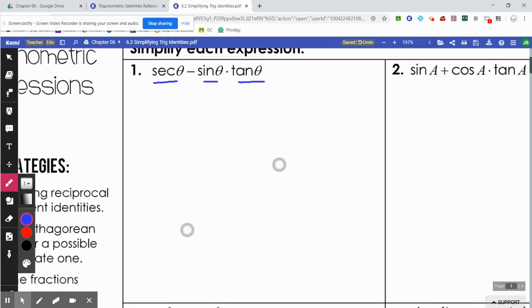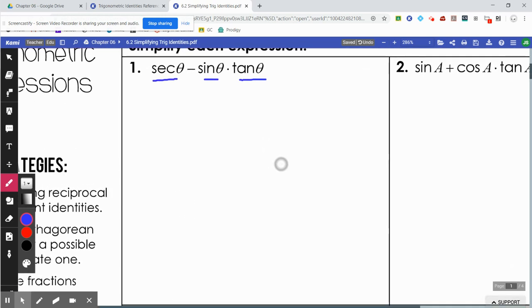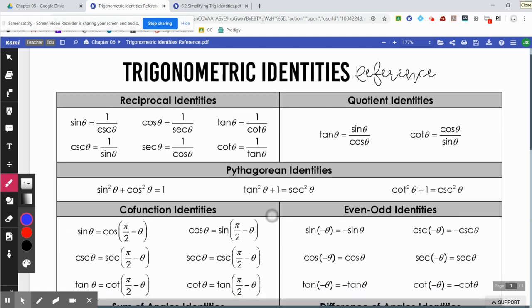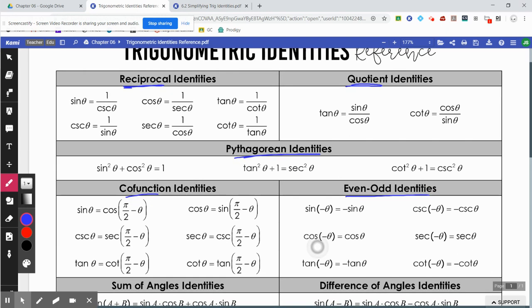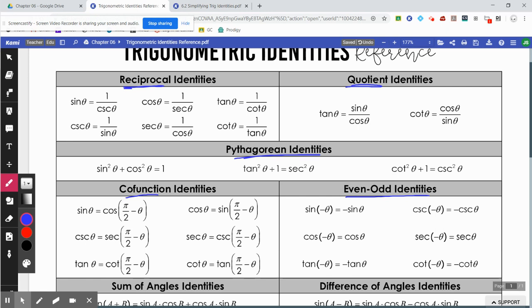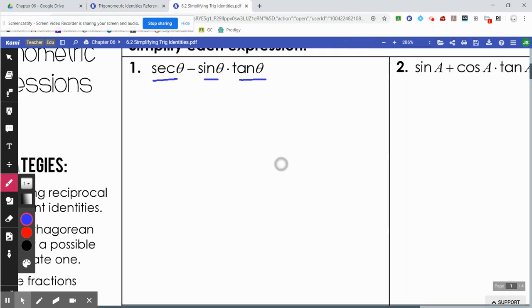Something else that I'm going to keep handy as we're doing these is my trig identity sheet. And you can see all those reciprocal identities we covered, the quotients, we've done the Pythagorean, the cofunction, and the even odd. So those are the identities that up to this point we have worked with. So here we go. Let's try a problem.